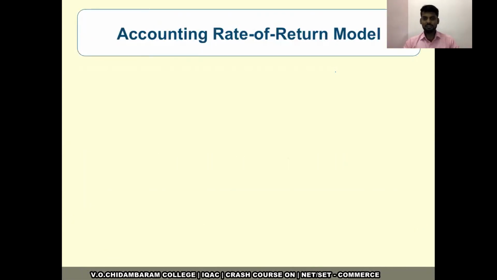But for uneven cash flows, here the example is not given, but I'm telling you. Okay, let us assume another example. For the first year, you're going to get 10,000. For the second year, you are going to get 7,000. Third year, 8,000.